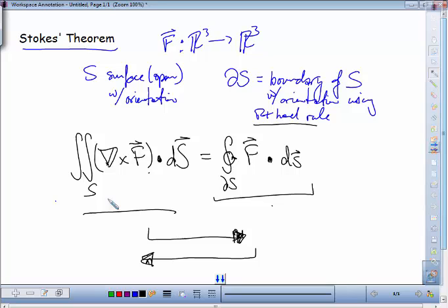All right, so let's label these. We said this is the flux integral of a curl of a vector field. Let's just say of F.